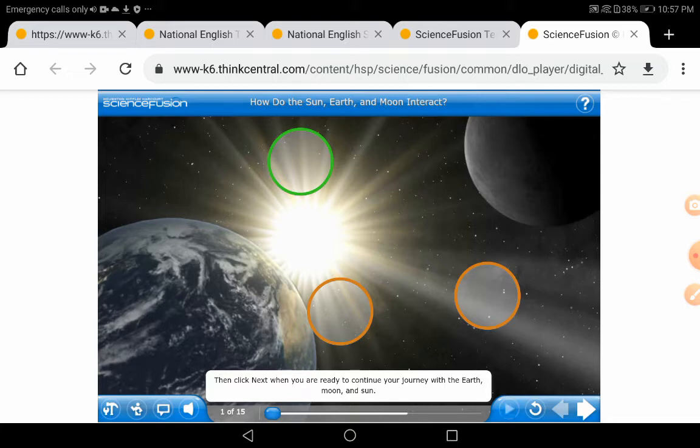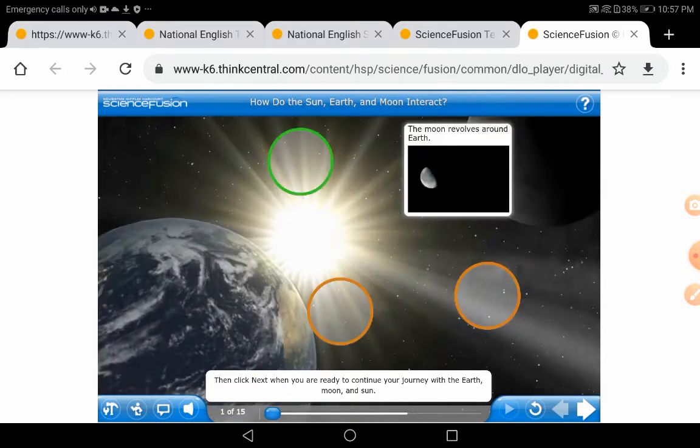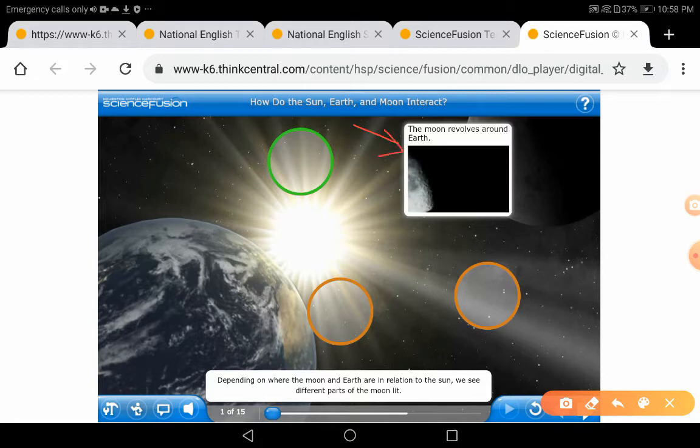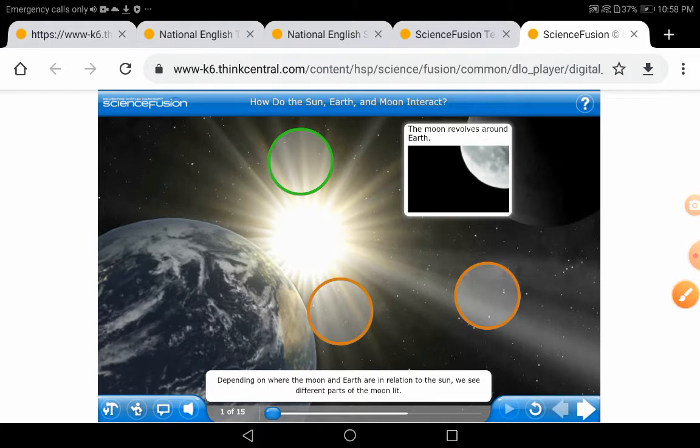Okay, as we see here, we have 3 spots. Let's start with this one. Do astronauts always see a full moon? No, only part of the moon is lit by the sun. Depending on where the moon and Earth are in relation to the sun, we see different parts of the moon lit. So we see only one part of the moon. The moon revolves around the earth. Okay, let's see the other spot.